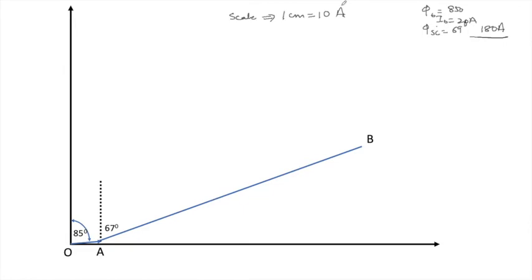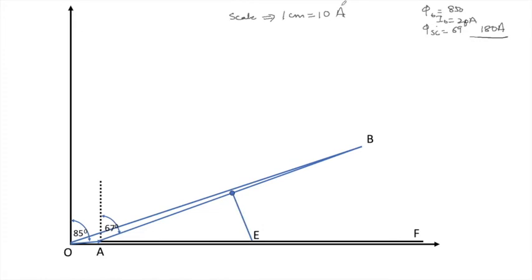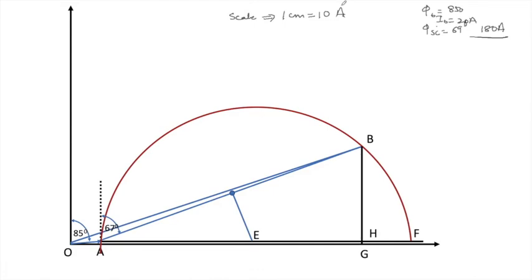Now we have to draw a parallel line. First we'll join OB and then draw a line parallel to the x-axis, that is AF. Then we bisect the line AB, and with the perpendicular bisector we get this point E. Taking E as the center and AE as the radius, we draw the circle. Once you draw the circle, from point B we draw a perpendicular, and that is BH and BG. This is actually the power line.